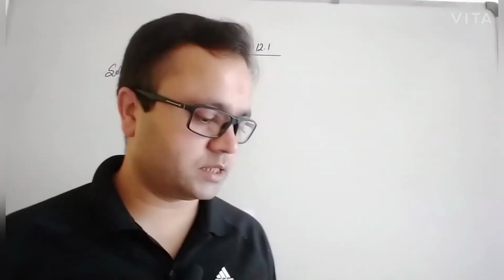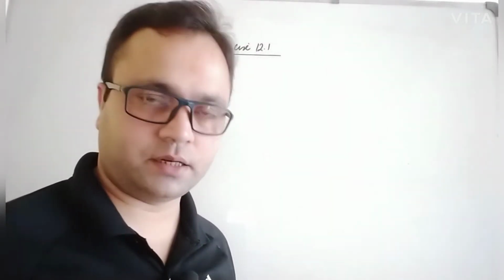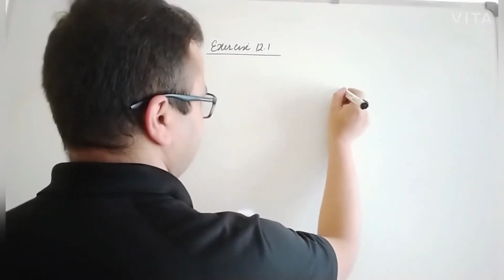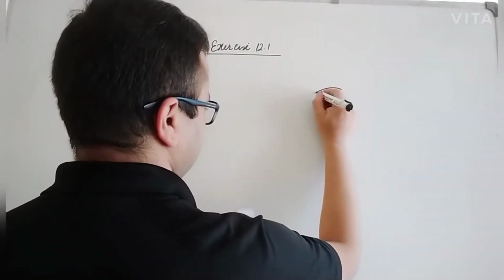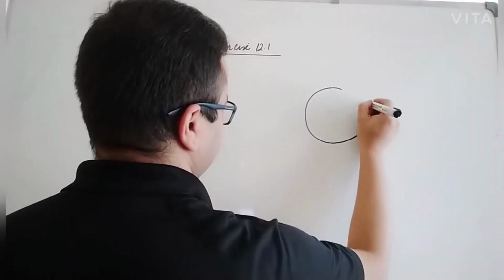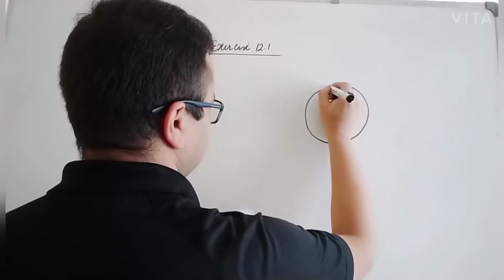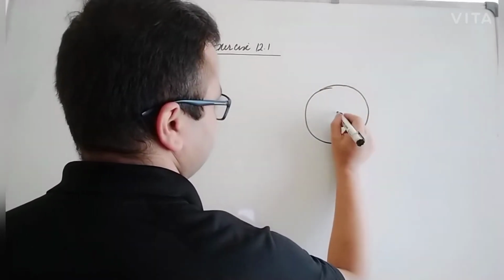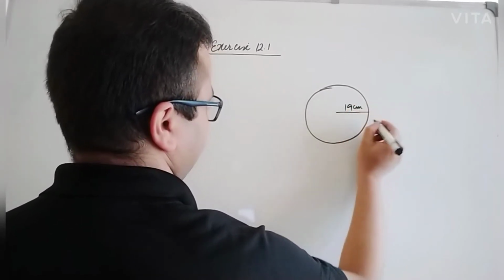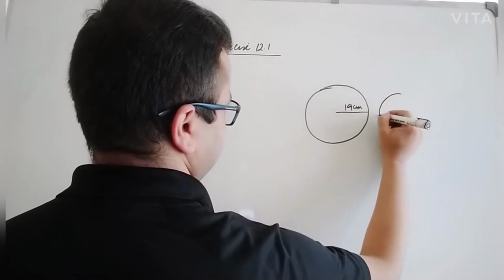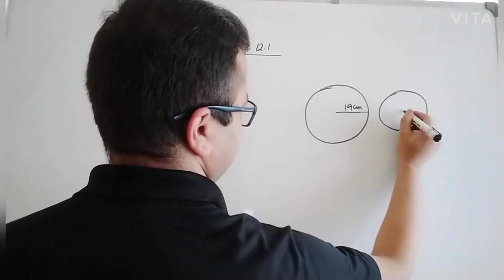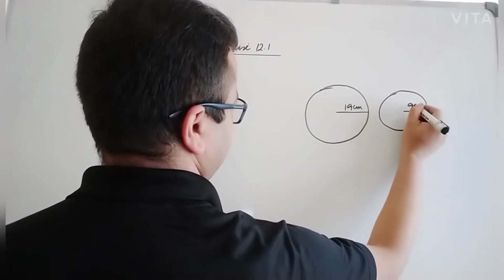The question is, the radii of two circles are 19 centimeter and 9 centimeter. Radii means plural of radius. Radius is singular and radii is plural. There are two radii. So this is a circle having radius 19 centimeter, and the next circle is 9 centimeter.